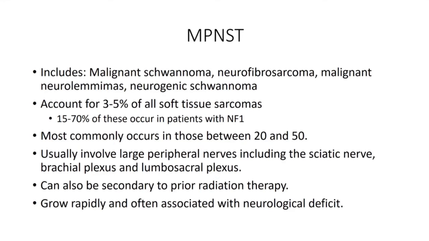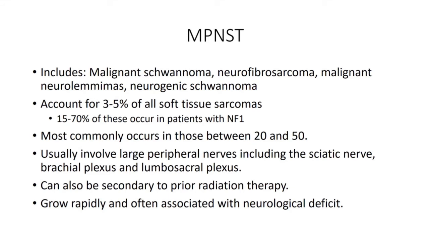Last one to talk about is malignant peripheral nerve sheath tumors. Again, these come in different forms. So this can be neurofibrosarcoma, malignant schwannomas, and so on and so forth. Depending on who you read, it accounts for around 5% of all soft tissue sarcomas, with many of these occurring in patients with NF1. In fact, in patients with NF1, there's around a 10% chance of malignant transformation of their neurofibromas over their lifetime, and so they are especially at risk for malignant peripheral nerve sheath tumors.